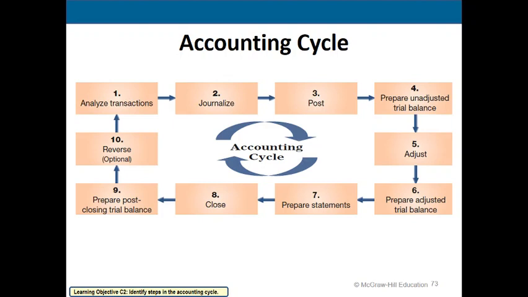And after we close our temporary accounts, we're left with nothing but permanent accounts. And then we run step 9, our post-closing trial balance, so that we can determine that our debit balances equal our credit balances in our permanent accounts. Last but not least, you might have to do some reversing entries, but again, that's only if you need to.